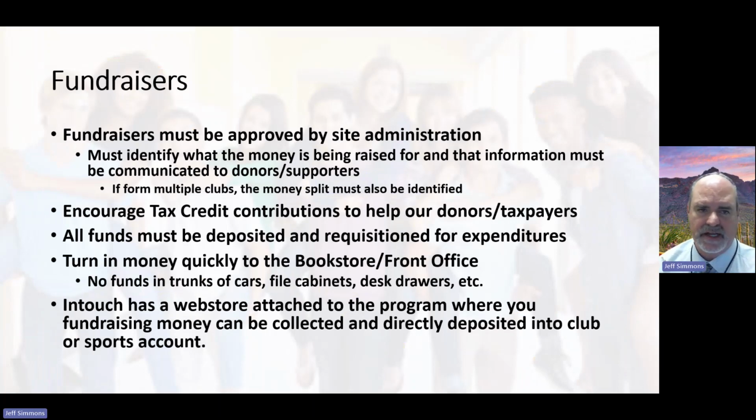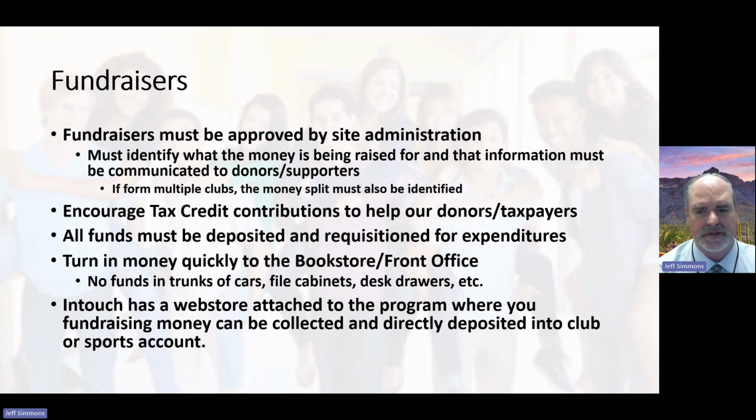Fundraisers must be approved by your site administration. They must identify what the money is being raised for, and that information must be communicated to donors and supporters. If multiple clubs want to do a fundraiser together, the money split must also be identified up front as best you can, so that we have some type of allocation process or understand who all is involved in fundraisers.